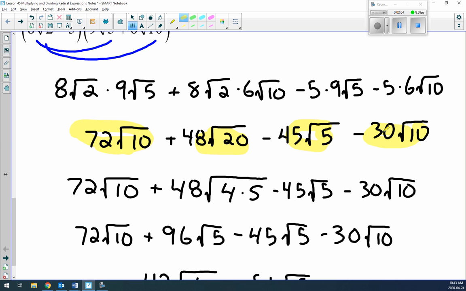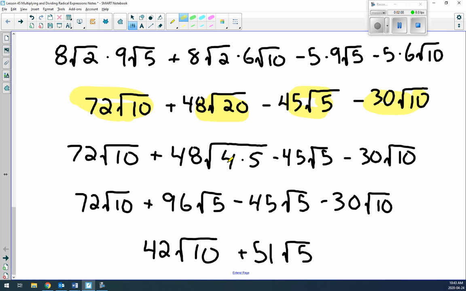And then see what you can reduce. The 10 can't reduce, but the 20 can reduce down to a 4 and a 5. So the root of 20 breaks down to 4 root of 5. The root of 4 is 2. 4 times 48 is 96 root of 5. So then we end up with this line right here.